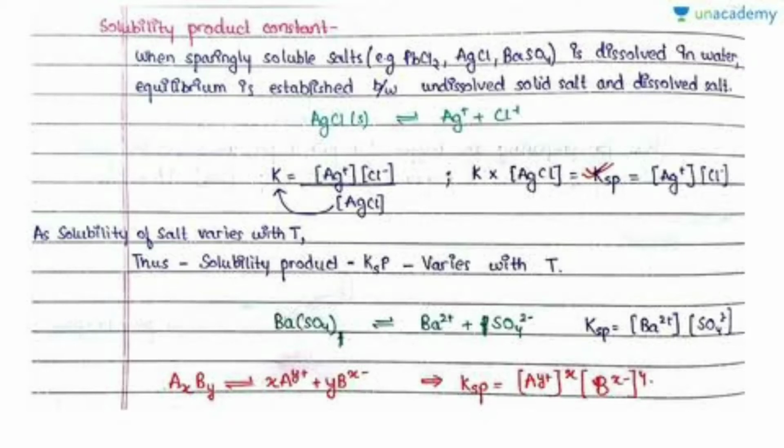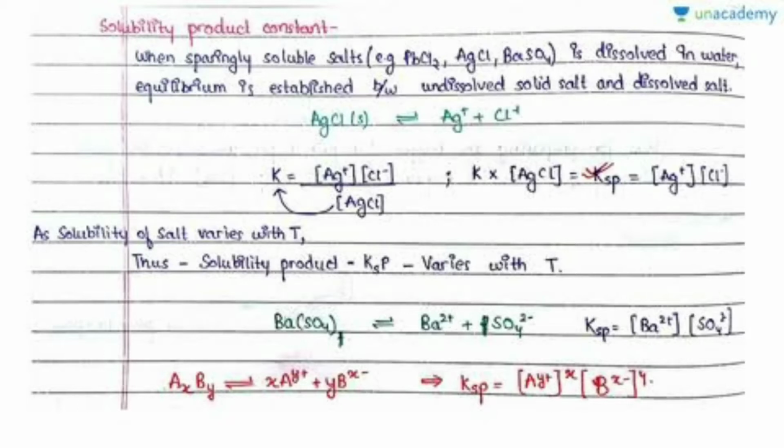A dynamic equilibrium exists between undissolved solid AgCl and the dissolved ions Ag+ and Cl- in the saturated solution. This equilibrium is called as solubility equilibrium. We represent this equilibrium: AgCl at equilibrium gives Ag+ and Cl- ions. From this we denote the equilibrium constant: K is equal to concentration of Ag+ into concentration of Cl- divided by concentration of AgCl.